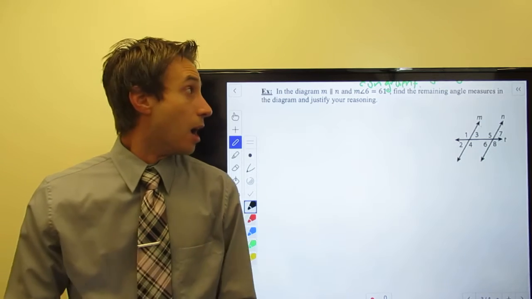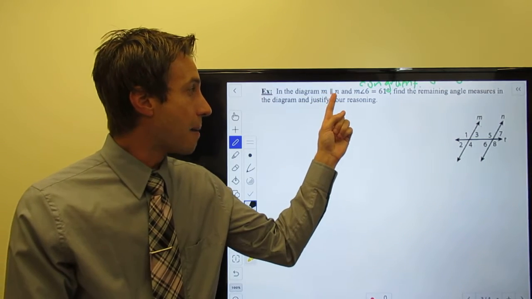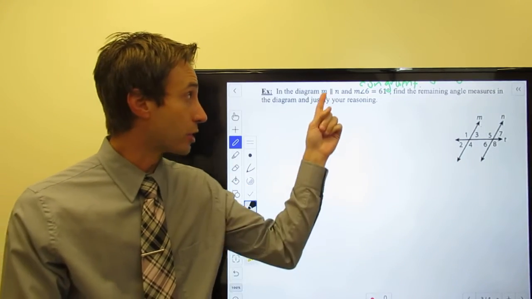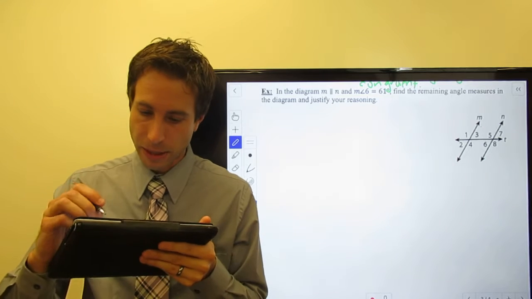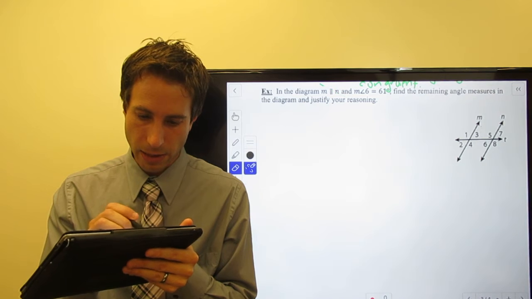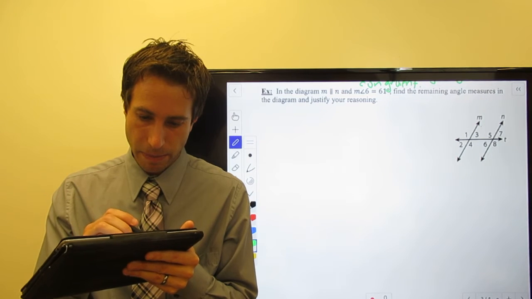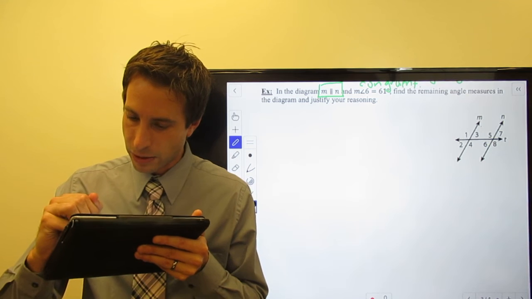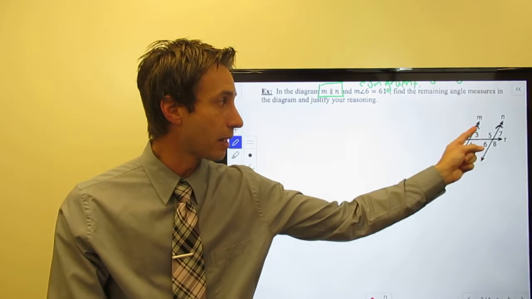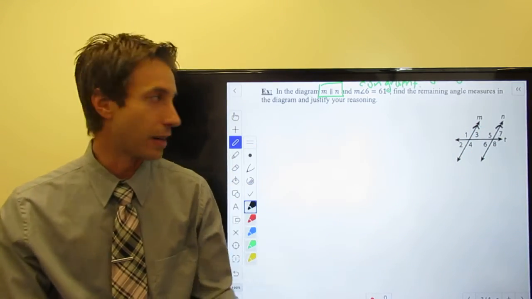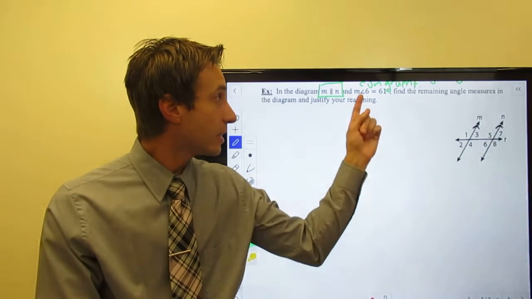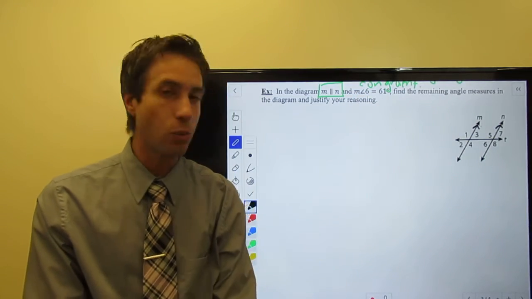Here we go. I tell you in the diagram M and N are parallel. You've got to be able to read geometry. So I'm telling you that these two lines are parallel. Let me put that into my diagram. I don't want to cross it out, I want to box it. I'll put my little arrowheads on both of them so I don't forget those lines are parallel. Now, I tell you that the measure of angle 6 is 61 degrees.